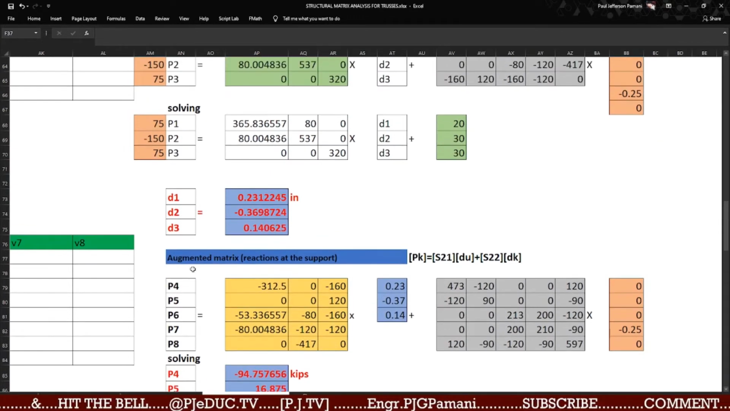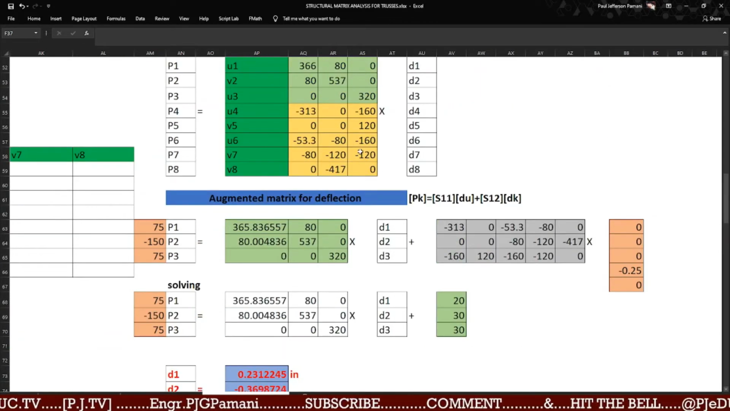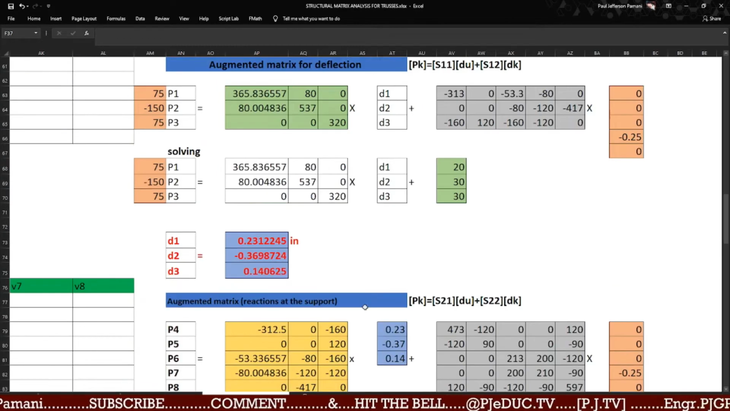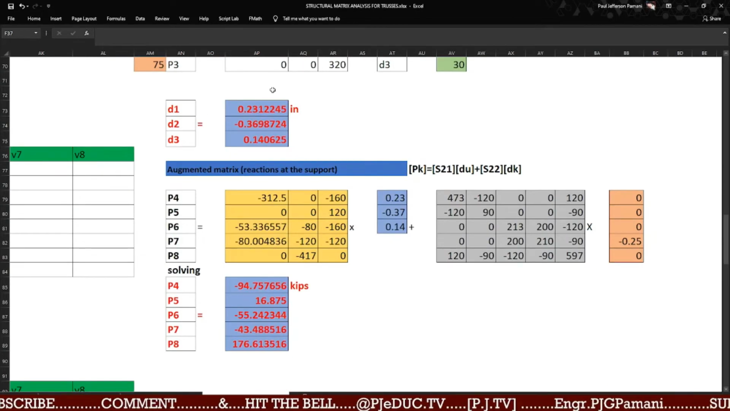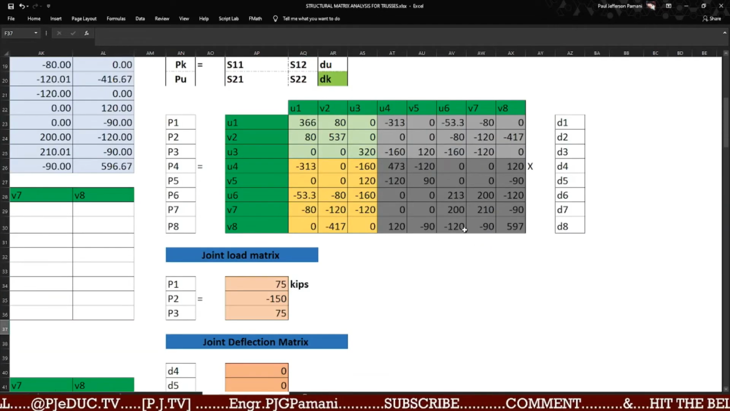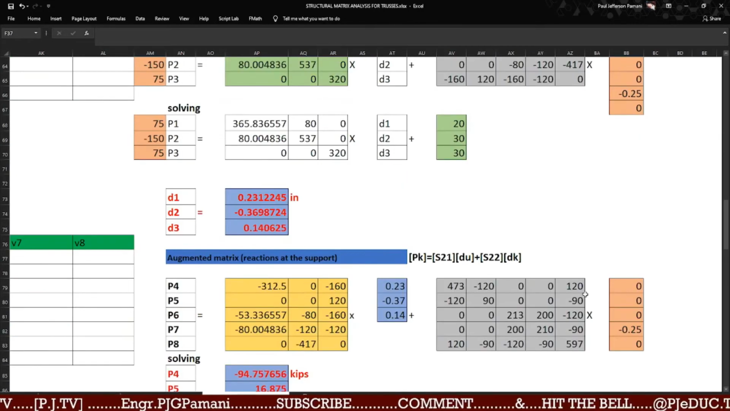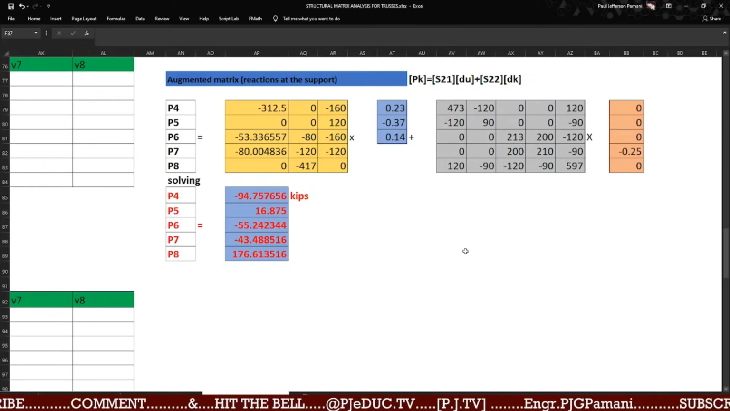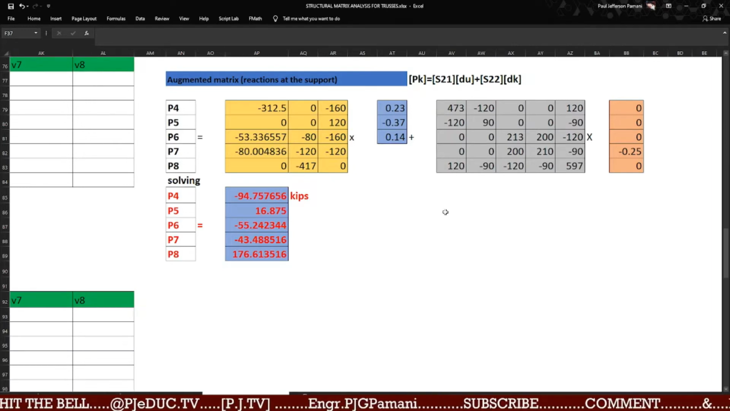So basically, kunin lang natin yung P4 to P8. Then this section of the structure matrix or general structure matrix, your 5 by 3, multiply that to the recently solved deflections D1 to D3, plus this structure matrix, multiply that again with the known deflections D4 to D8 and D7 of negative 0.25. That will simply give us the reactions at the support 1, 3, and 4.